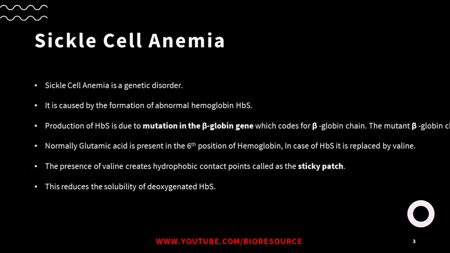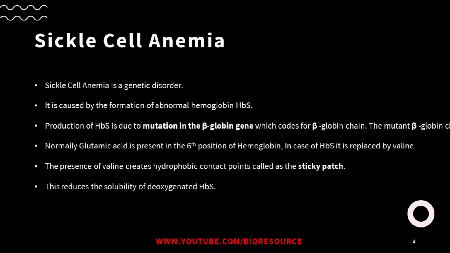When the glutamic acid residue is replaced by valine, note that glutamic acid is a hydrophilic amino acid, whereas valine is a hydrophobic amino acid. So it generates a hydrophobic contact point, called the sticky patch, on the outer surface of the beta globin chain. And this alteration will reduce the solubility of deoxygenated HbS.